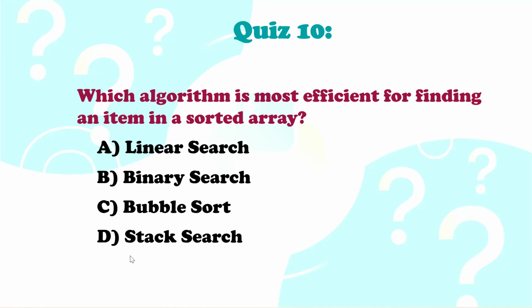For a sorted array or for anything that has been sorted, which algorithm is the best for that? Is it linear search? Is it binary search? Is it bubble sort? Is it stack? Is it A? Is it B, binary? Is it C, bubble sort? Is it stack search? Which is the best algorithm for finding items in a sorted array?